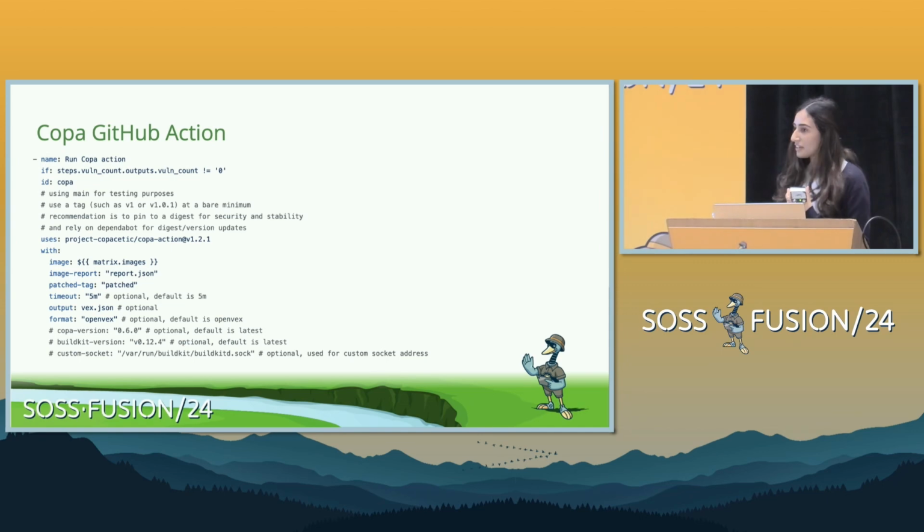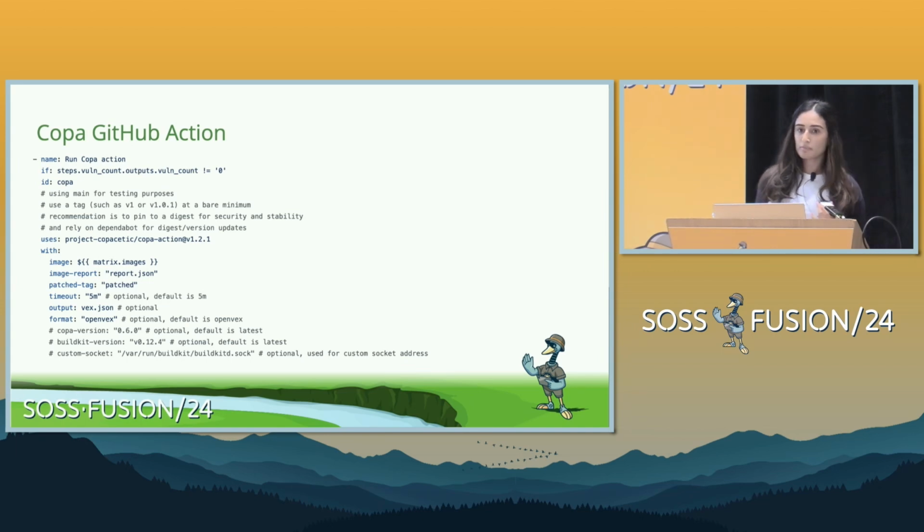So finally, another integration of Copa is to use it directly in your pipelines. You can either install the binary and call it within your pipeline, or you can use the GitHub action if you're running a GitHub workflow. And this takes in all the same arguments that Copa takes in, so the image, the report, patch tag, timeout, and it'll handle the connection to Docker and loading your patched image.